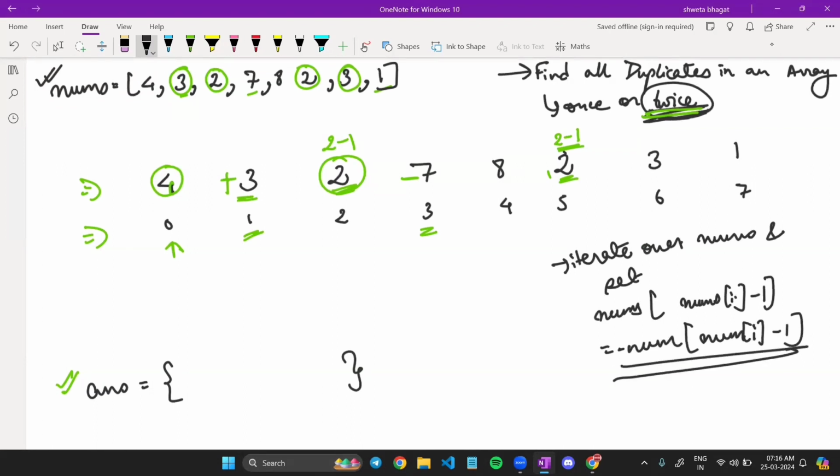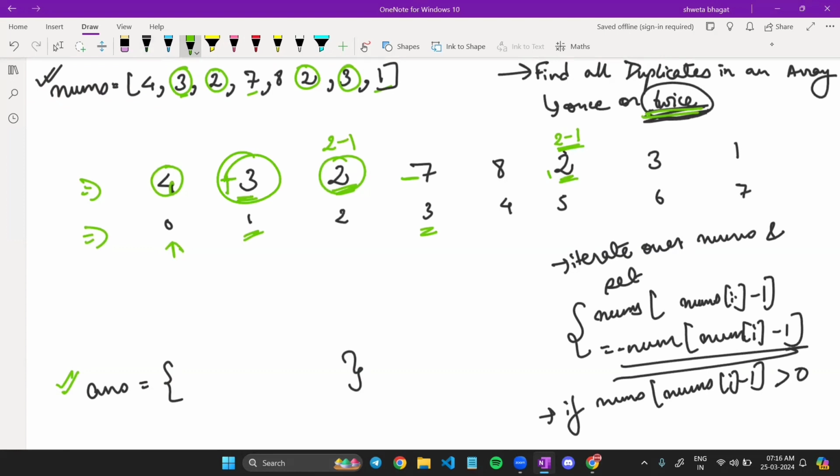And why are we doing this? After doing this, we will check if this nums of i minus 1 is greater than 0. Then what does it mean? It means that the element present at this index, that is this 2, is repeating itself. Why? Because if this 2 wasn't repeating itself, this 3 would remain negative only, correct? But this 3 is turning into positive. Then what does it mean? It means that this 1 plus element, that is this 2 element, is occurring twice. Then only this 3 is getting turned to a positive number again, correct? Because if this 2 wasn't repeating, it would have remained negative only, correct?